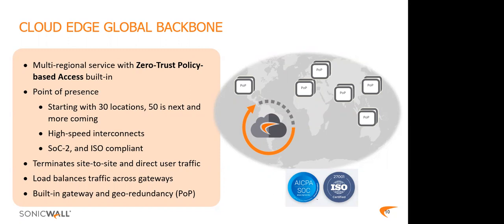Okay, and this is a high-speed interconnection. And they are SOC 2 and ISO compliant. SonicWall recommends having a redundant gateway, because of the performance and better protection also. Because sometimes we might not know, maybe there is a power outage, so that's why it's best to have a redundant gateway.